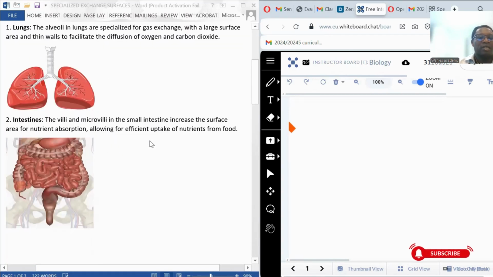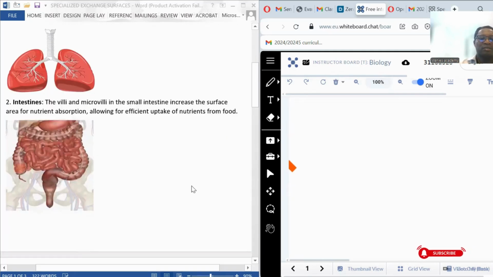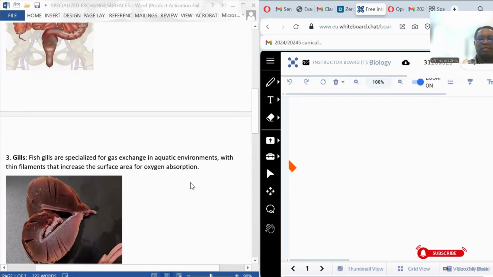Intestine is another important specialized exchange surface. Intestines are found in the stomach or abdomen of organisms. Intestine is a medium through which digested food is absorbed. The walls of the intestine are lined with villi. These villi increase the surface area of the intestine and allow for the exchange of materials between the body cells and the small intestine.